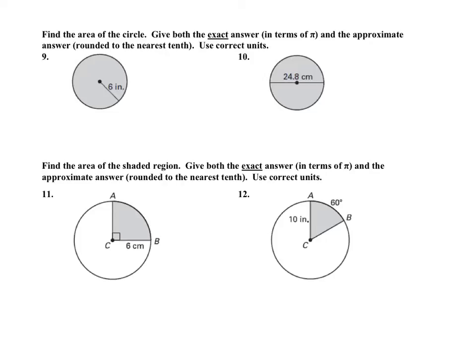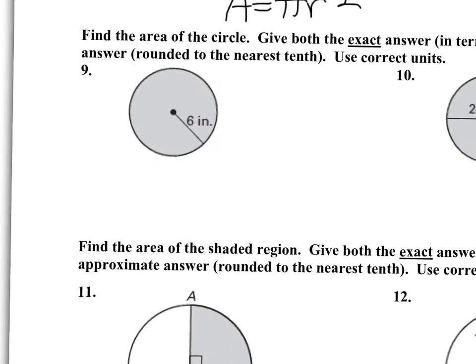Okay, now let's move on to area. The first page of this review is all about circumference and length. This page is going to be about area, including questions where we just figure out a small area of a circle, not the whole thing. So our formula for area of a circle is pi r squared. And just like on the previous page, we're going to give both the exact and approximate answers.